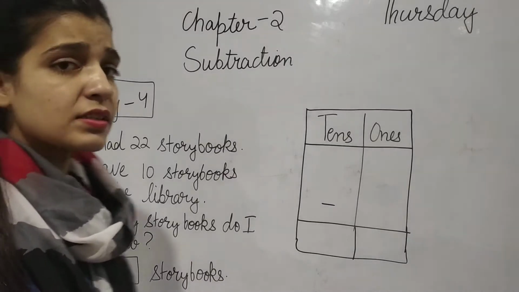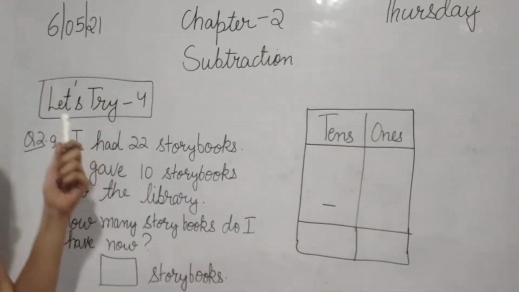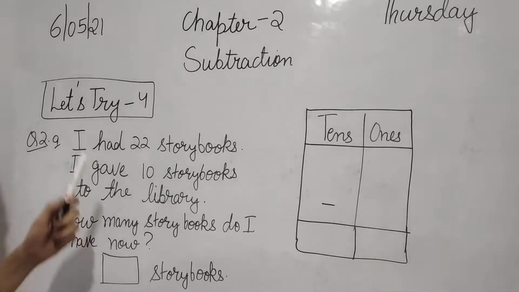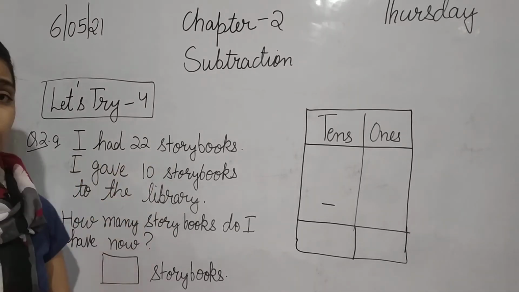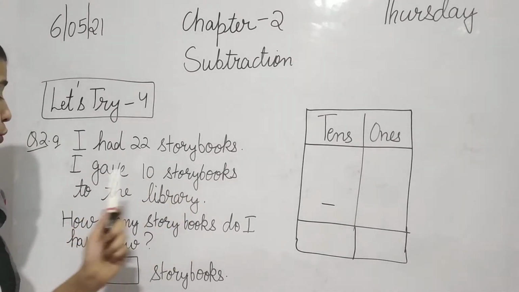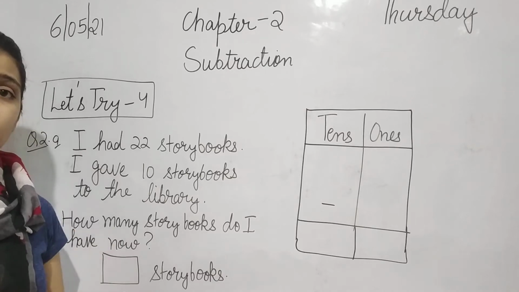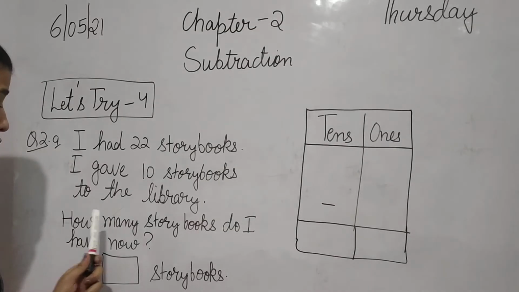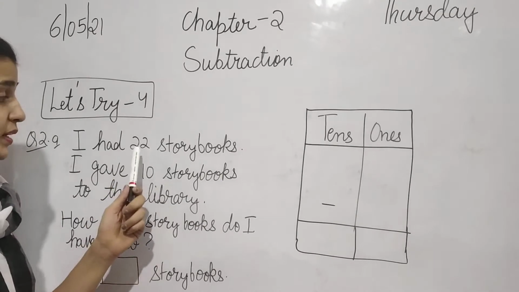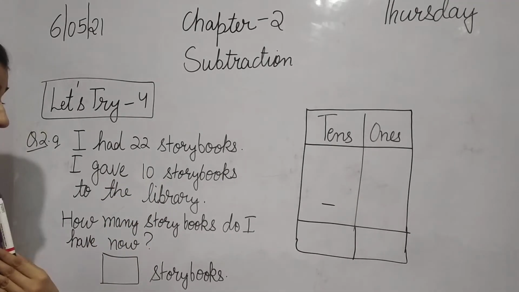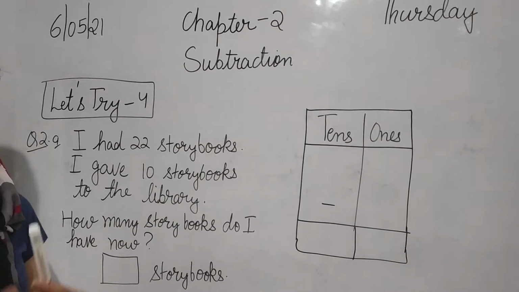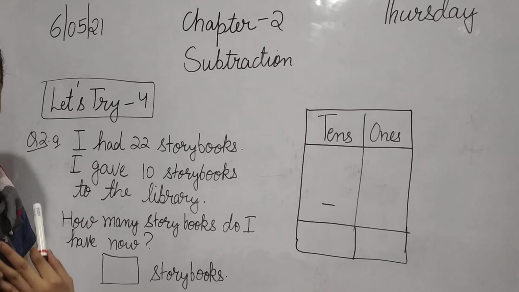Students, we have discussed some examples, right? Now let's try. Question number 2, first part. So let's start. I had 22 story books. I gave 10 story books to the library. How many story books do I have now? So students, out of 22 story books, I gave 10 story books to the library. So how many books do I have now?